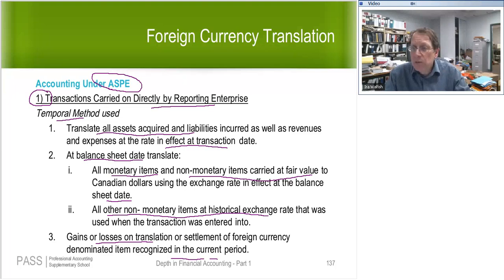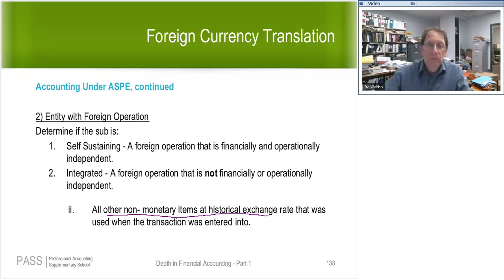Question: is it only the assets and liabilities that are translated, or do you translate the expenses and revenue? No, you translate everything. Look at number 1. You translate everything under number 1. But come the year end, you only translate again the monetary assets and liabilities and the non-monetary items carried at fair value. You don't touch your revenues and expenses. You've already translated them once when they occurred. Okay? All right. We're good. Number 2.